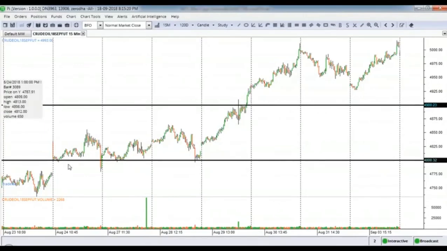Now, when this particular thing was formed, between the 23rd and 24th, it broke out of the magical number at 4800. After that, within just 3 days, did it cross or touch 4900? Though it is an inventory day, did it touch 4900?